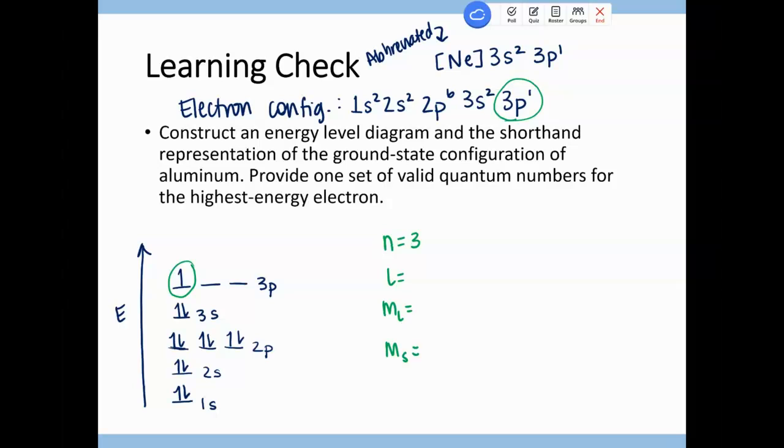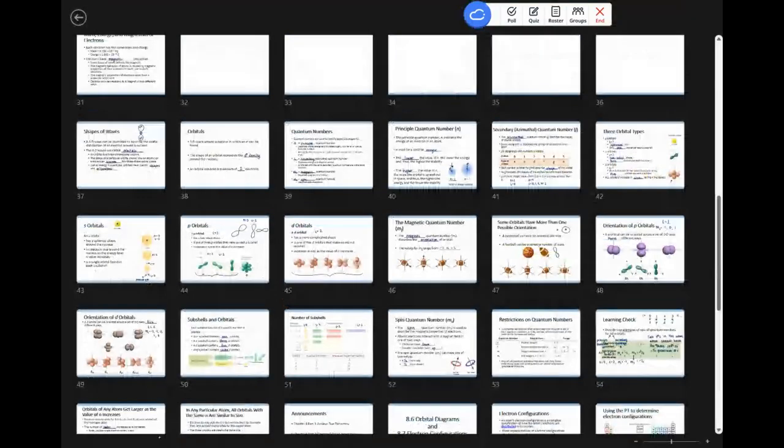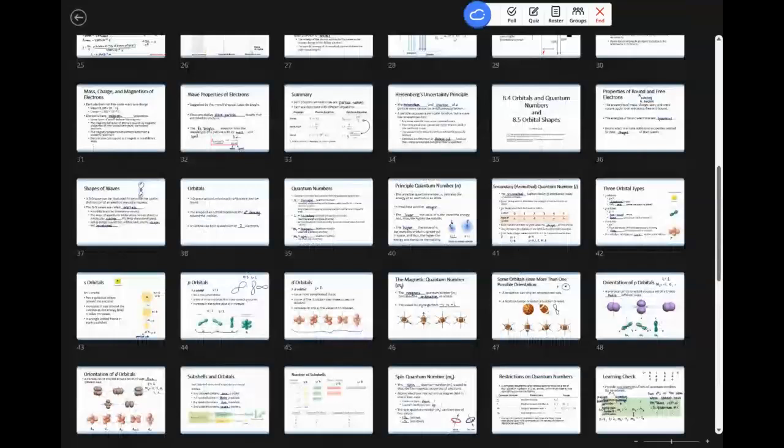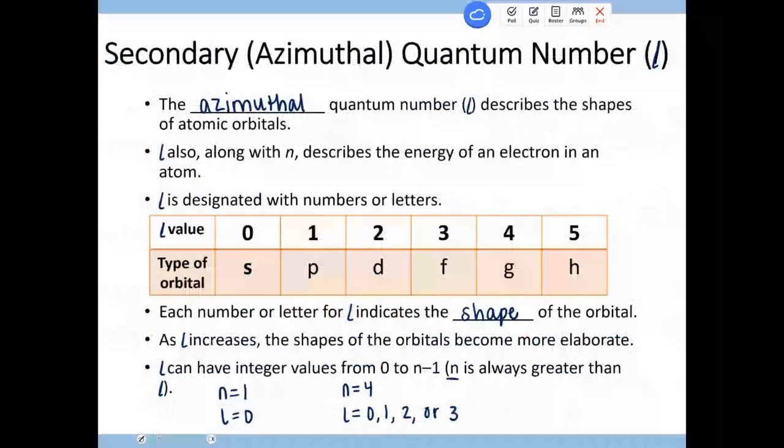What's our L? I heard 1 and I heard 2. So it's in the p orbital. P orbitals always have secondary quantum number L equal to 1. S orbitals, L is equal to 0. D orbitals, L is equal to 2. So p orbitals, L is equal to 1. Let me go back to that slide from the video where I talked about secondary quantum numbers. If your L value is 0, then S orbital, L value 1, P orbital, D orbitals have L value 2, and so on.